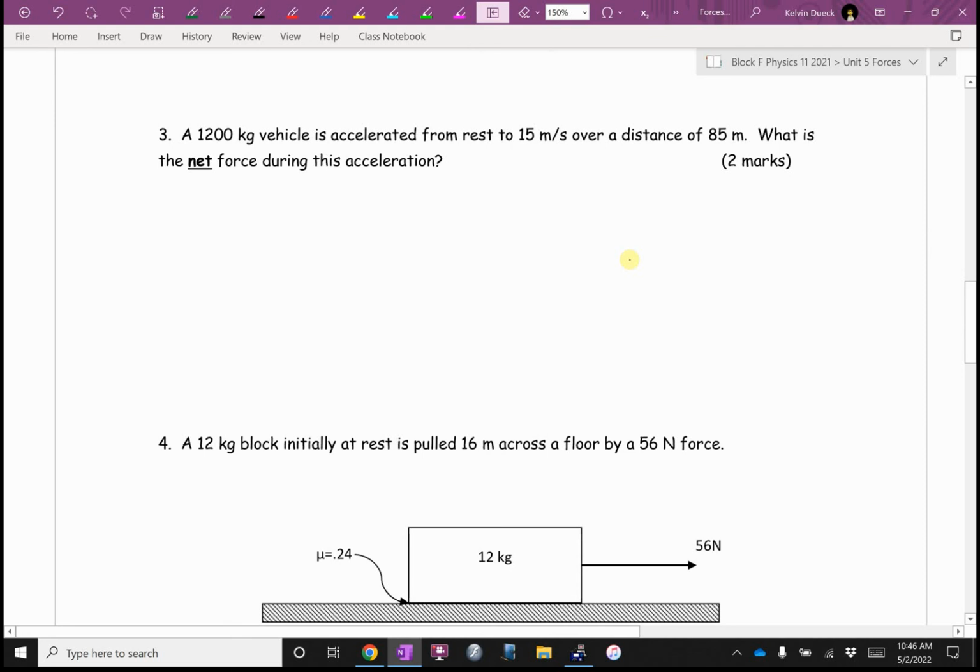The net force. So the first thing I wrote is that. And I said, I'm going to spend some time finding A.